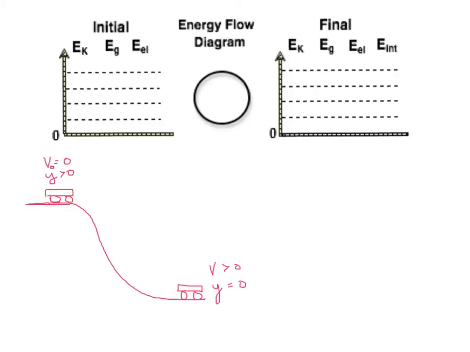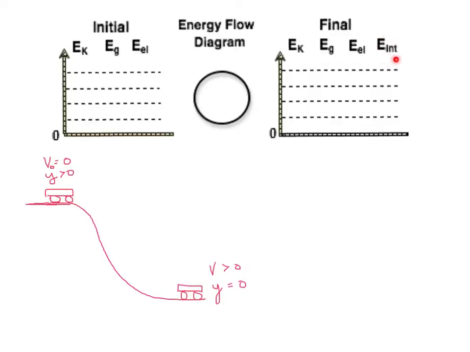So initially, this is the initial information. We have zero initial velocity, and we have a certain y height that is non-zero, so greater than 0. Here in the final position, we have a velocity that is greater than 0, but our y height is now 0. So when you look at the bar charts here, notice we have energy kinetic, energy stored as gravitational potential, and energy elastic. Then for the final, we also have those same three, but also this energy internal.